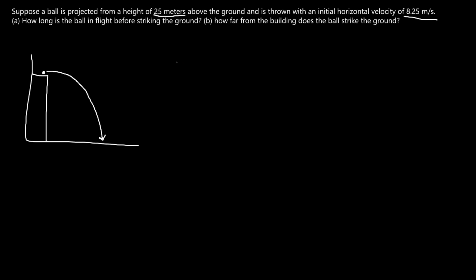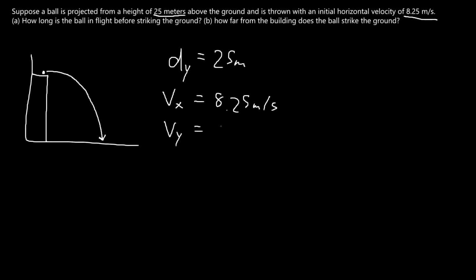So let's write down the given. dy, which is the height, is 25 meters. Next, you have the initial horizontal velocity, so that is the x-axis, the x component. That is 8.25 meters per second. And then let's write the other components as well. Vy is 0 because we didn't have a vertical velocity going up or anything. It's just to the right and then it slowly falls down.